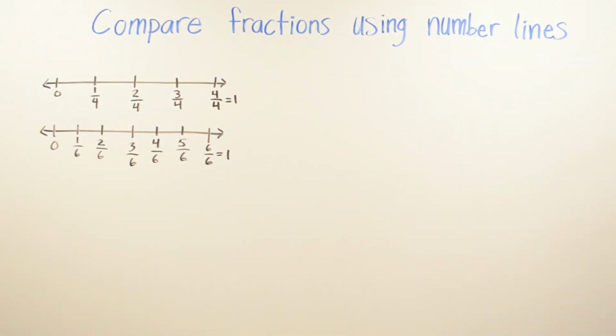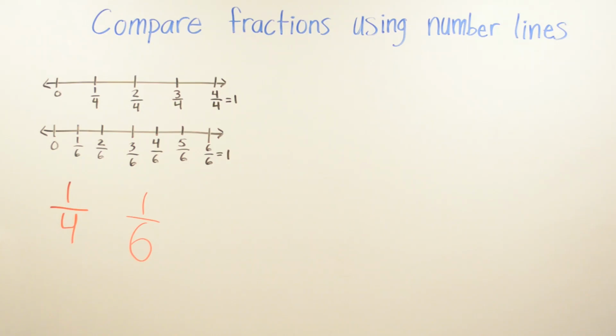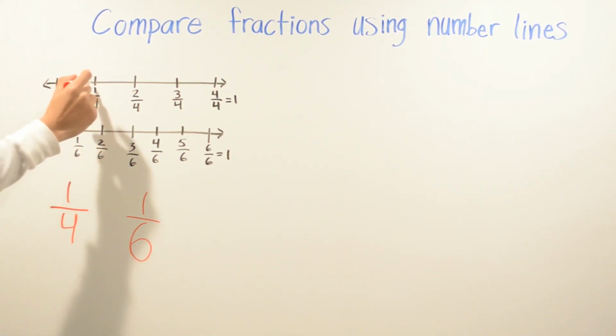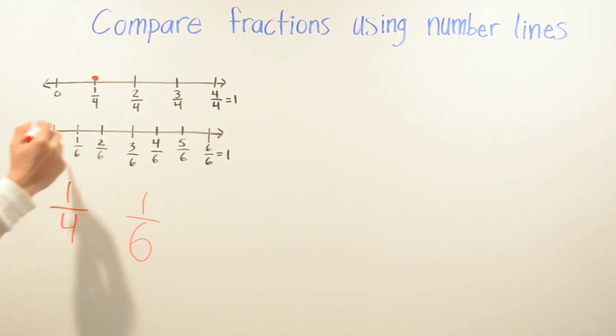For this problem we have 1/4 and 1/6. So we have to find our first fraction in our first number line. So we have 1/4, 0, 1/4, our first fraction. Circle it. We have to find our second fraction in our second number line. 0, 1/6, that's our second fraction. We circle it. Now we have to find which one is greater than or less than.